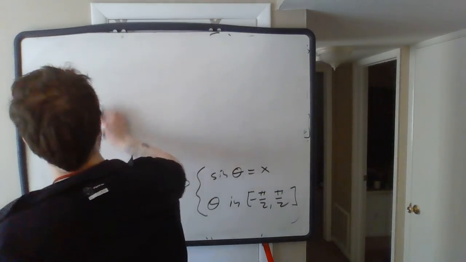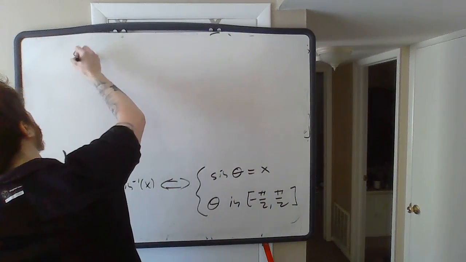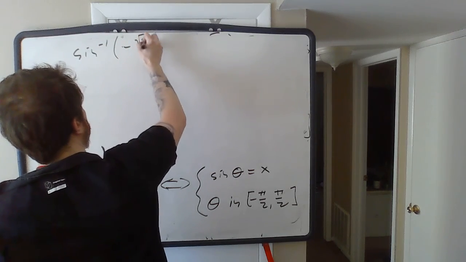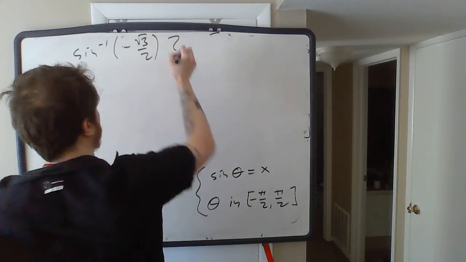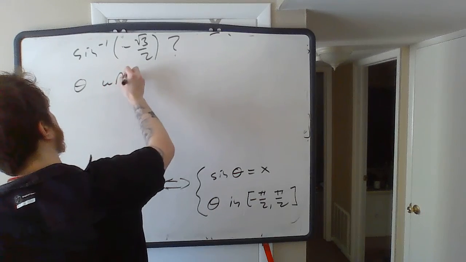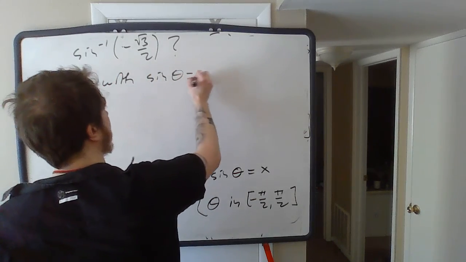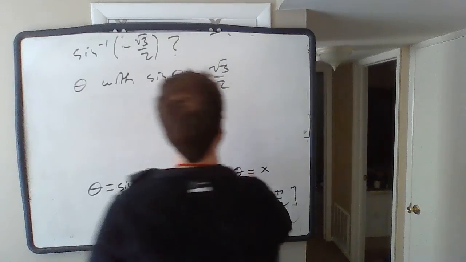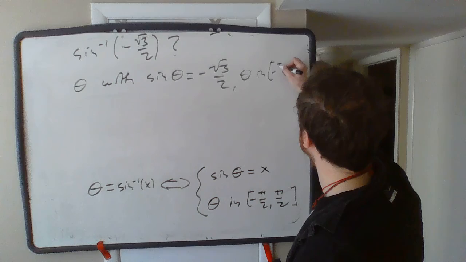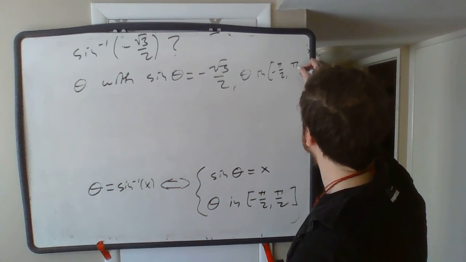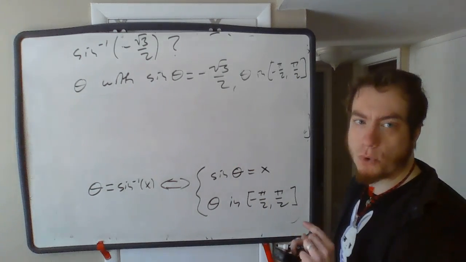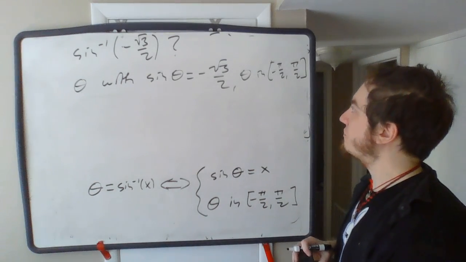So what about if I wanted to do sine inverse of minus square root 3 over 2? Well, in this case, I want an angle theta with sine theta equals negative square root 3 over 2. Once again, I need theta to be in the interval from minus pi over 2 to positive pi over 2. Sine is negative down in quadrant 4, so I need to pick an angle that's in quadrant 4.